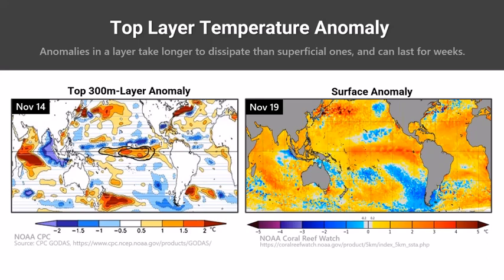Now, the anomalies off the coast of southern Chile and Argentina are also kind of deep. You can see them showing up very well in the layer.